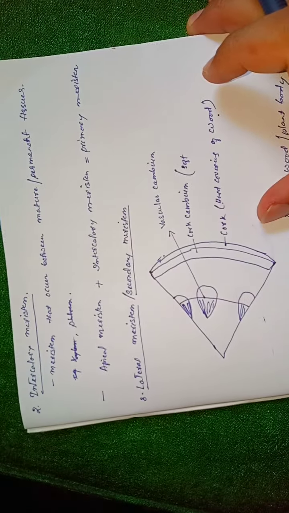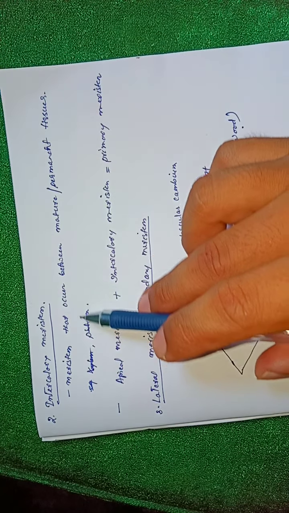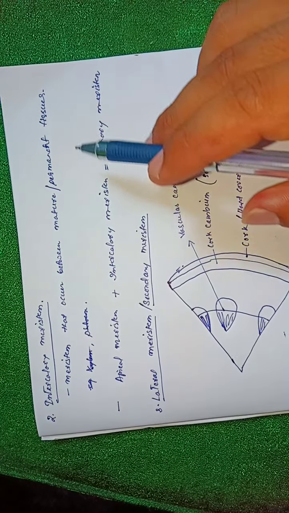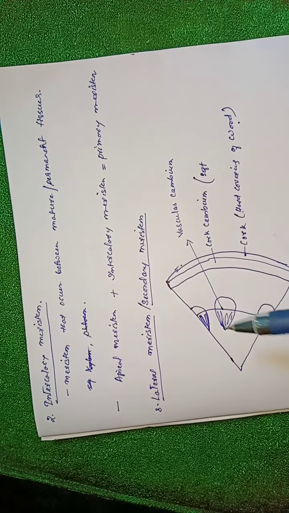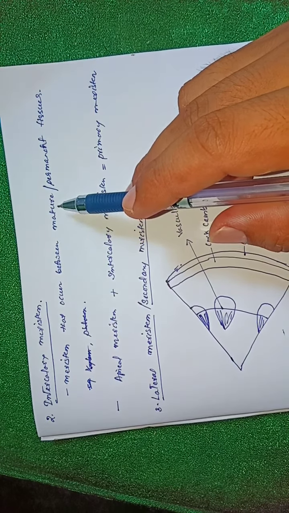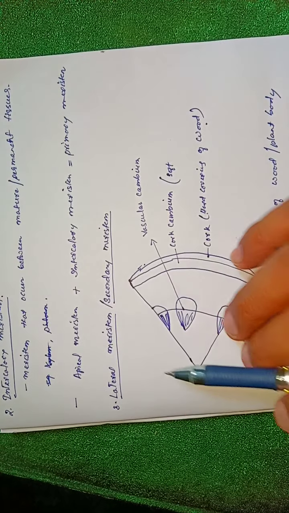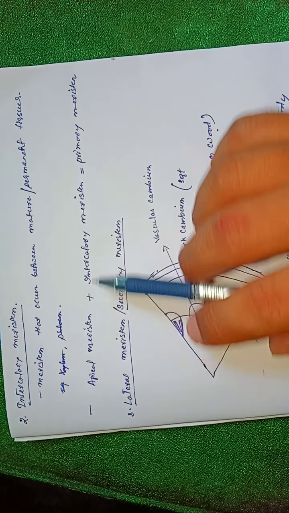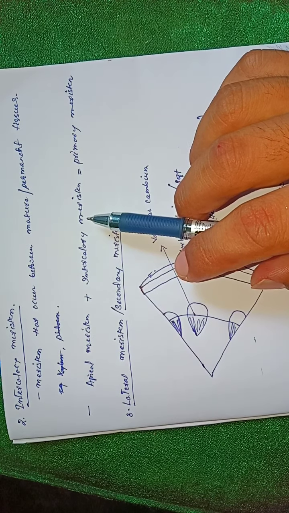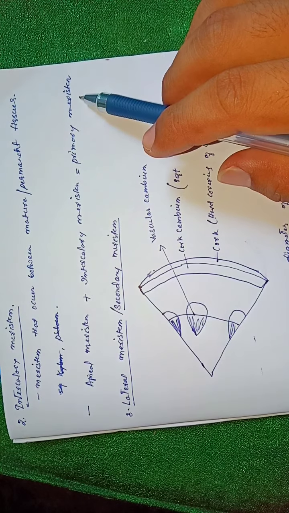The next meristem is the intercalary meristem. Intercalary meristems are those meristems which occur between the mature or permanent tissues. Mature or permanent tissues are those tissues which lose their ability to divide. So the cells occurring in between these mature tissues are called the intercalary meristem. Both apical meristem and the intercalary meristem occur during the early life cycle of the plant. Therefore, they are together called the primary meristem.